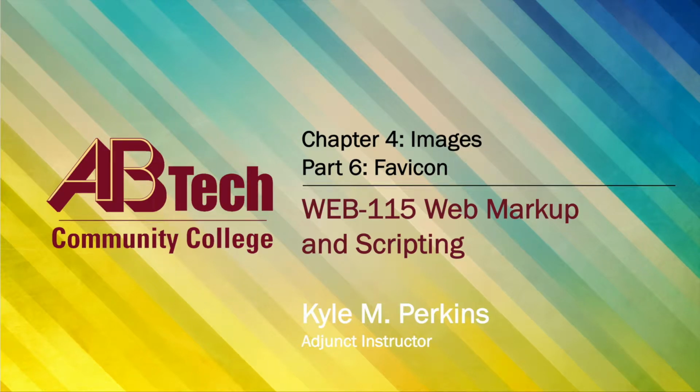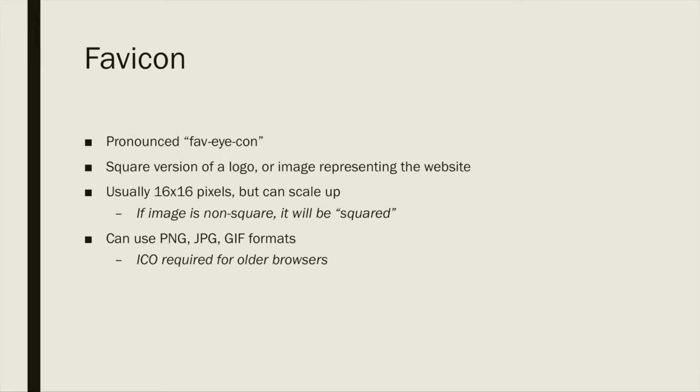Alright, we have reached the last video in Chapter 4 that deals specifically with favicons. What is a favicon? Well, a favicon, pronounced favicon or favicon depending on where you are, is a square version of a logo or an image that represents the website. Usually it's 16 by 16 pixels, but it can be scaled up.